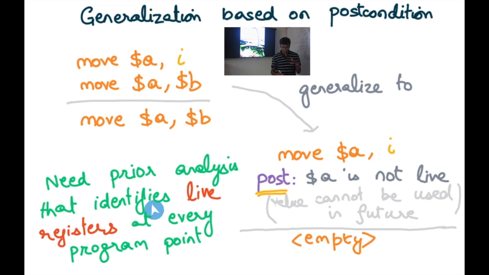And for that, we need a prior analysis that identifies the live registers, or in other words, the registers whose value could potentially be used in the future at every program point. We're going to later study data flow analysis, and we're going to study liveness analysis on how to do this in an efficient and effective way. But the point here is that a Peephole optimization can have such extra predicates. For example, here the predicate is a post condition that makes use of other analyses that have been done before the Peephole optimization was applied. In this example, we are using the liveness analysis.